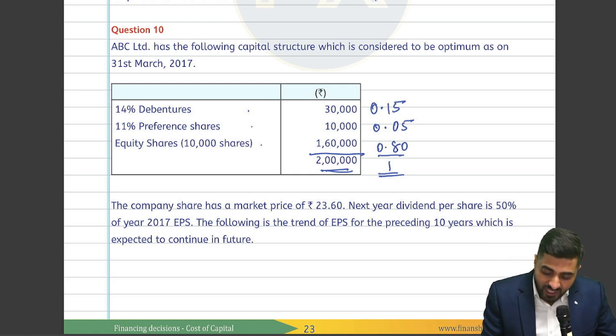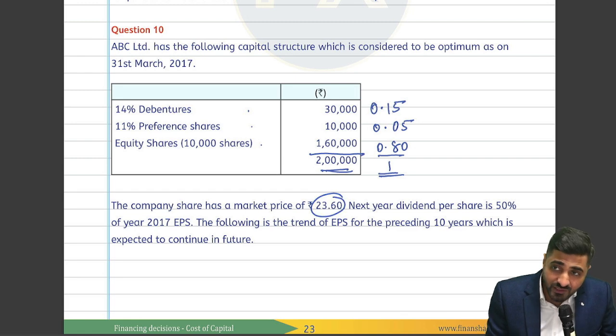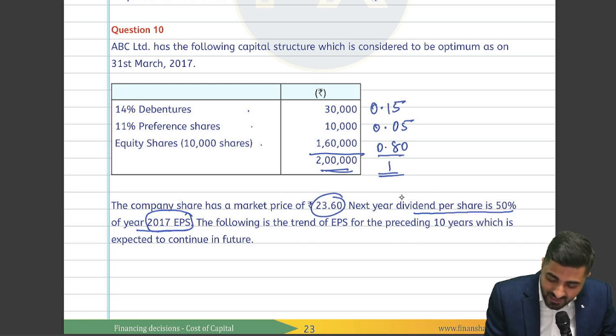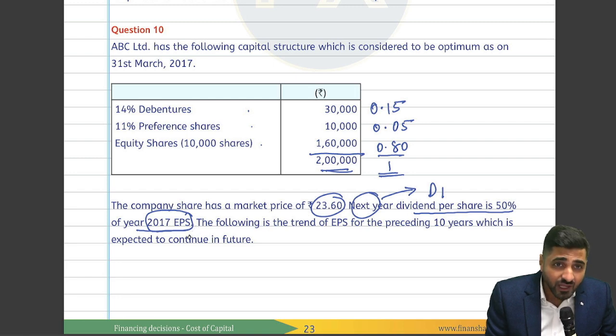The company share has a market price of rupees 23.6. Next year dividend is 50% of 2017 EPS. Guys, next year dividend means D1. So they have told you whatever is 2017 EPS, you have to multiply that by 50%. That will give the dividend for the next year.